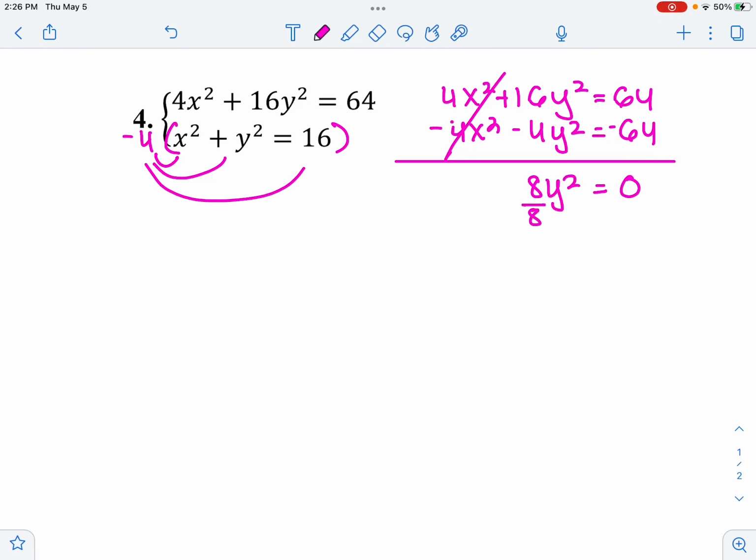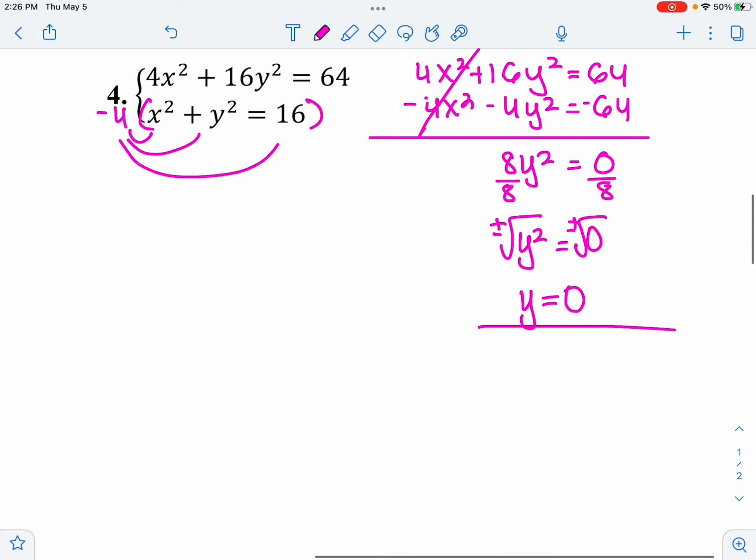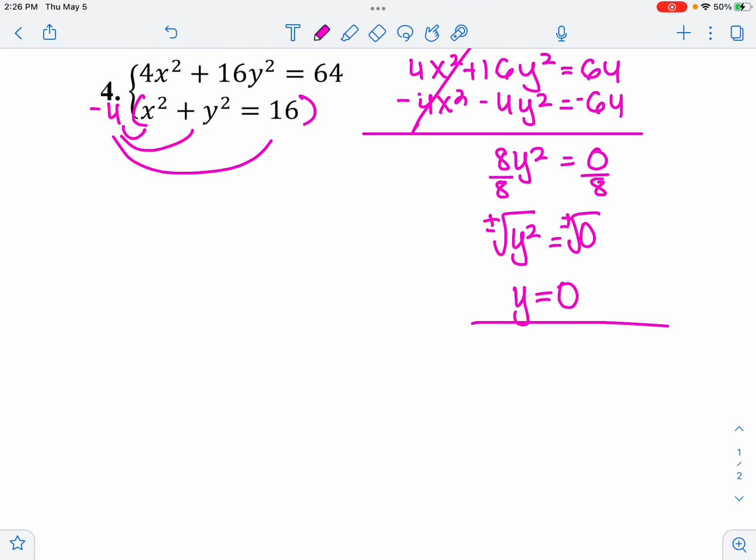I need to divide both sides by 8 before I square root. I get y squared is equal to 0, and then square root plus or minus to get y by itself. And I get y equals plus or minus, and the square root of 0 is 0. Now remember, 0 is not positive nor negative, it's just 0, so a y value of 0. Now I need to plug 0 into either of my equations. Both are quadratic, so you can pick either one. I'm going to pick the second equation because it has smaller coefficients and I don't have to worry about them.